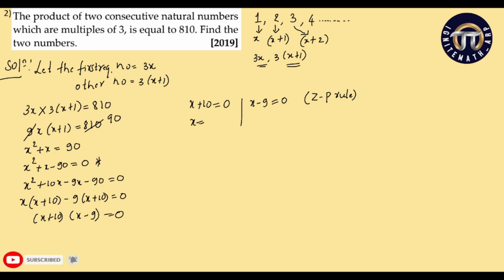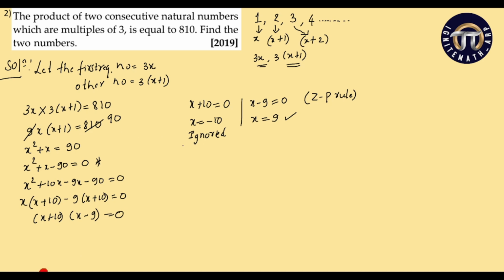So here x is equal to minus 10 and here x is equal to 9. Now I am ignoring this one. Can you tell me why? Okay, it is supposed to be a natural number. Since I am getting minus 10 over here, this number minus 10 is ignored. Now I will go ahead with x equal to 9.